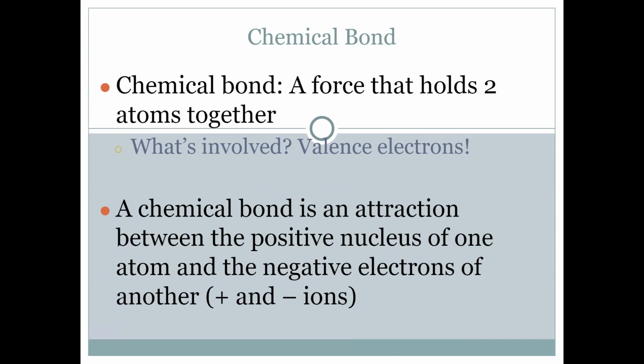Think about magnets. There's a positive and a negative end on each magnet. If you've ever tried to put 2 positive ends of a magnet together, it doesn't work. They repel each other, just like protons would repel one another. Electrons, negative, negative, would be the same thing. They tend to repel one another, but protons of one atom and electrons of another atom are going to be attracted to each other. And when that happens, we have a chemical bond.